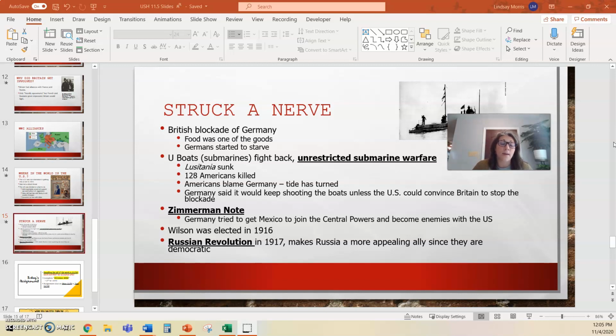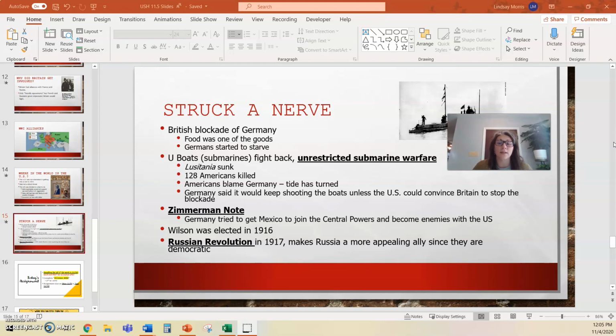Another thing that makes the United States mad is the Zimmerman Note, sometimes also called the Zimmerman Telegraph, which is a note that the Germans send to Mexico, telling Mexico to join the war on the side of the Germans. And if they did that, they would help Mexico get territory from the United States. So we don't like that either. We intercept that note and we find out about it.